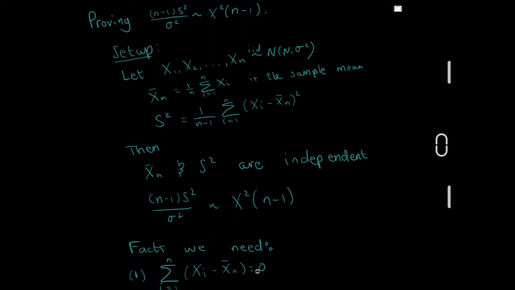And today we are going to be proving that the sampling distribution of the sample variance is related to the chi-squared distribution. Specifically, we're going to be proving that when you take the sample variance and multiply it by n-1 and then divide by sigma squared, that has a distribution of chi-squared with n-1 degrees of freedom. So that's what we're proving.